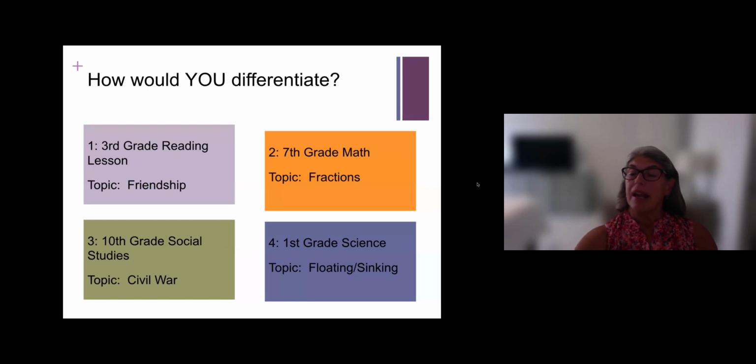Let's look at Peter and Bosco in room 3. Tell us about your ideas for differentiating a social studies lesson.